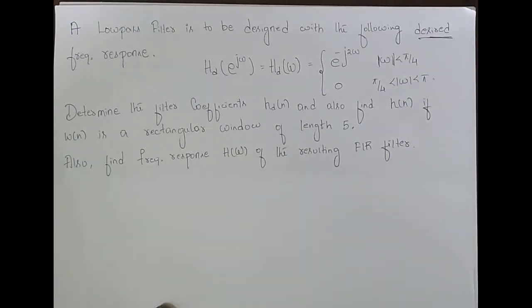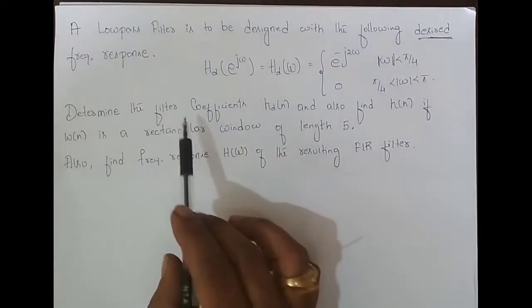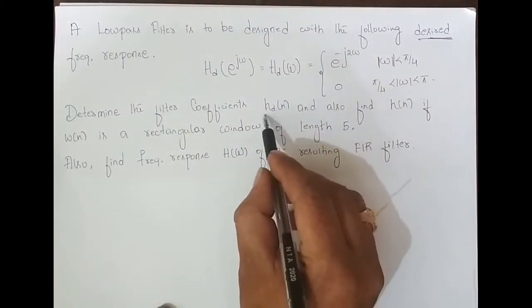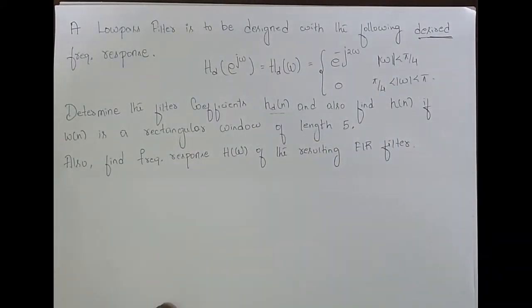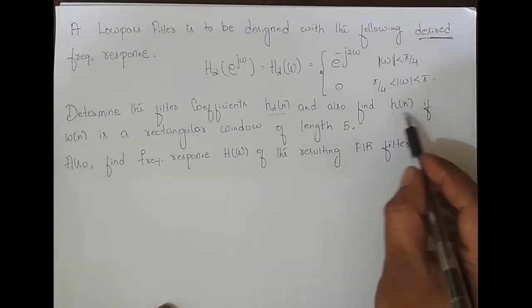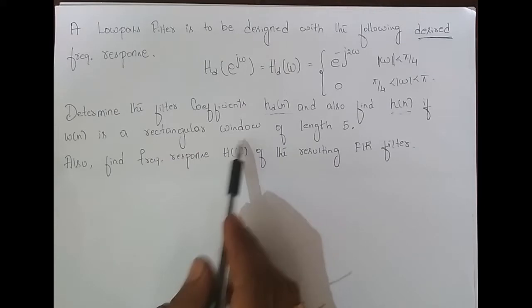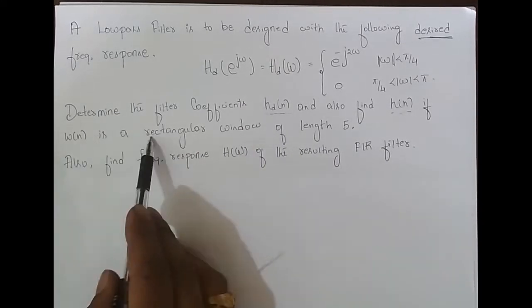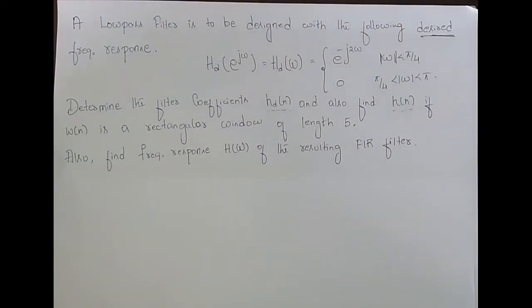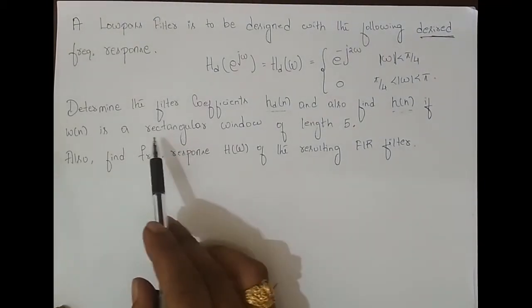What I need to find here is the filter coefficient HD of n. And also I need to find h of n if the window function is a rectangular window. So w of n is a rectangular window, and the length of the rectangular window which they have given is 5. So I need to design a fifth order FIR filter with a rectangular window.